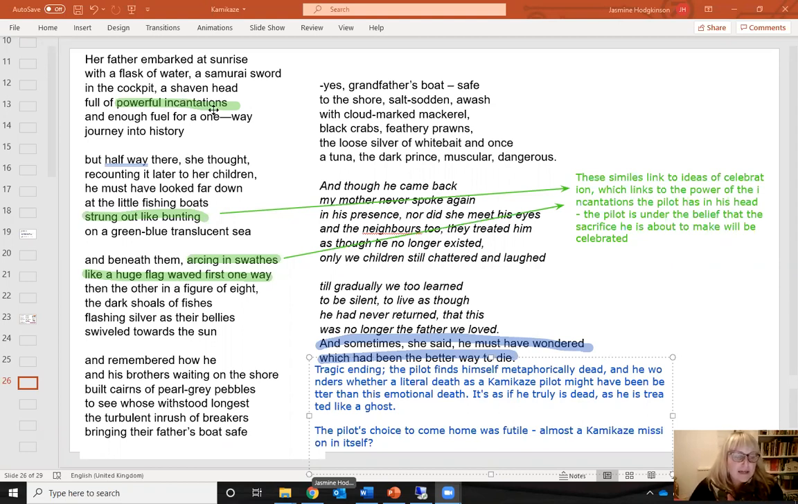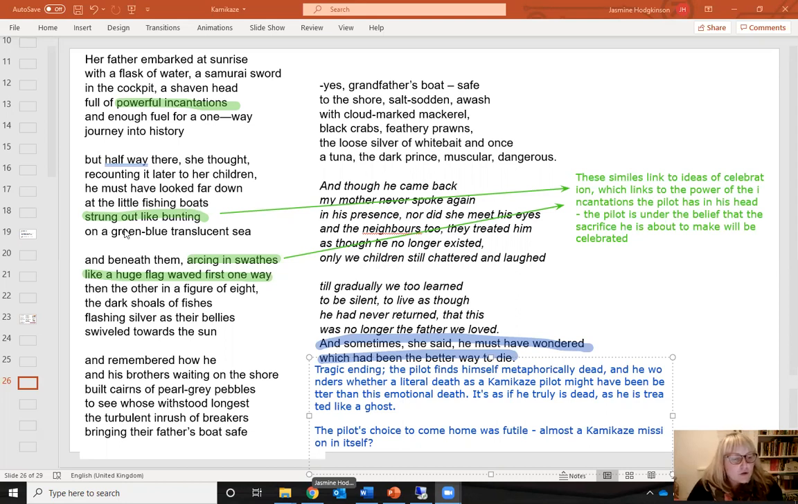We know we have the powerful incantations there, but moving on to the second stanza, the daughter notes, "but halfway there she thought, recounting it later to her children, you must have looked far down at the little fishing boats strung out like bunting." We've got an example of one simile there. The little fishing boats being described like bunting, like the flags that are hung up for parties. They're a colourful festive decoration.